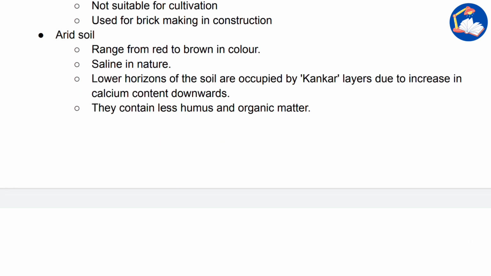Now we come to arid soil. Arid soil ranges from red to brown in color. It's saline in nature, so salt content is there. Okay, lower horizons in the soil are occupied by kankar layers due to the increase in the calcium content downwards. They contain less humus and organic matter.